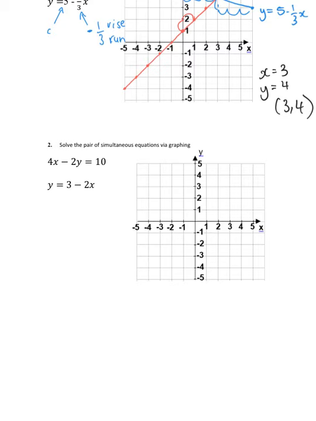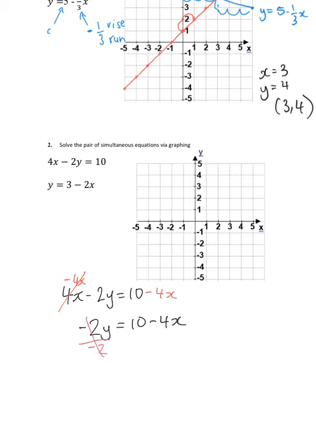All right, so what I'll do is I'll write it back down here just so I get y by itself. So I've got 4x minus 2y equals 10. My goal here is just to get y by itself so that I can find the y-intercept and the gradient. So I'm going to get rid of the 4x. I want to get that onto the other side. That leaves me with negative 2y equals 10 minus 4x. Now, to get y by itself, divide both sides by negative 2.